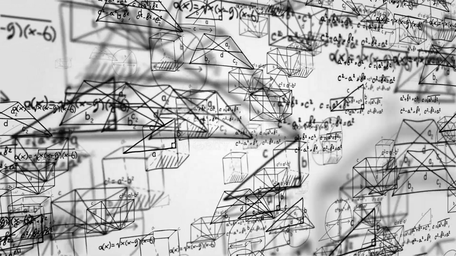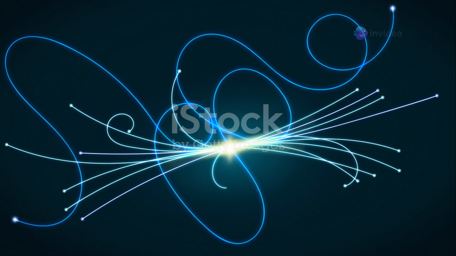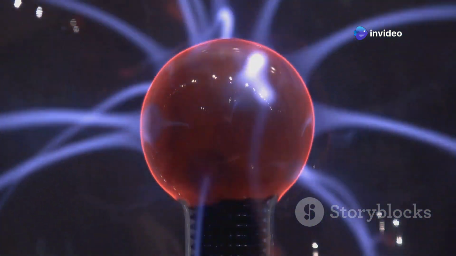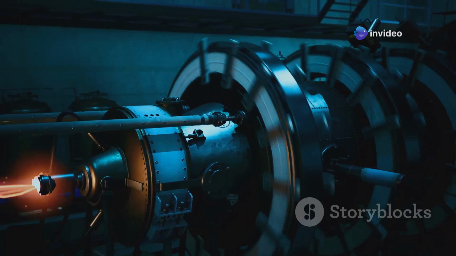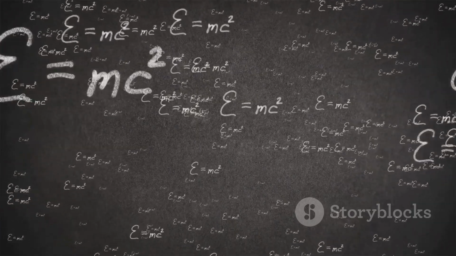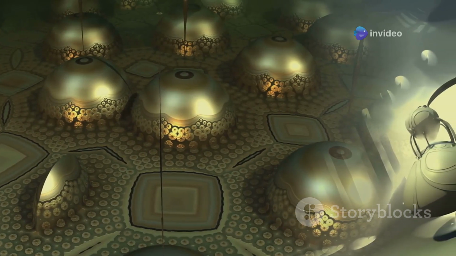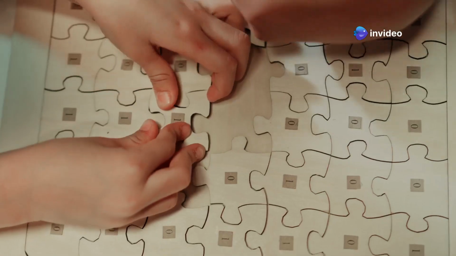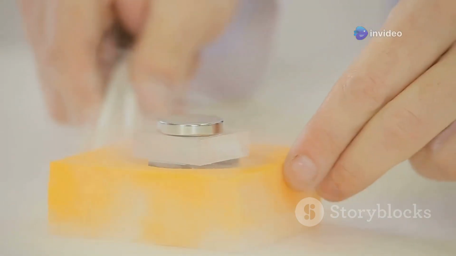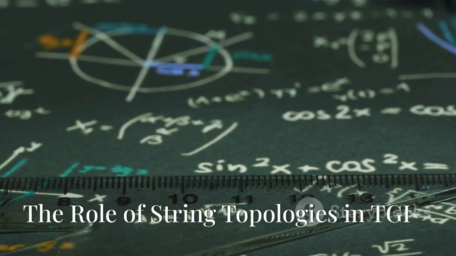Section 6. Unifying forces through geometric principles. TGI doesn't stop at particles and spacetime. It goes further to suggest that the fundamental forces of nature, such as electromagnetism and the strong and weak nuclear forces, also arise from these underlying geometric principles. Imagine the different forces as different types of interactions between these higher dimensional structures. Just as different shapes can fit together in various ways, different configurations of these structures could give rise to the different forces we observe.